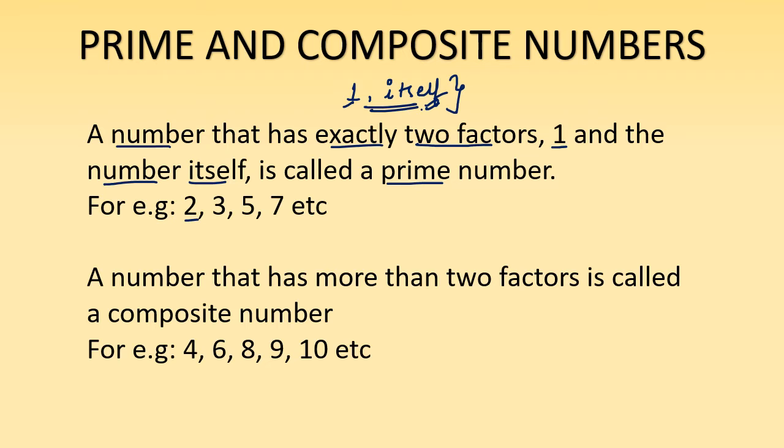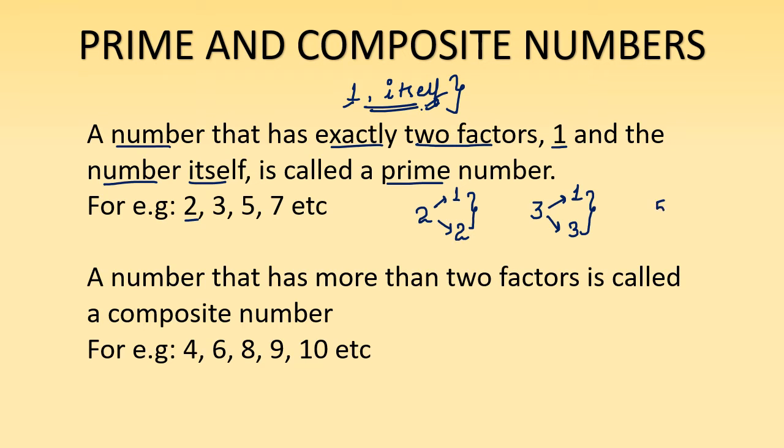2 comes in the table of 1, and 2 comes in its own table, that is the table of 2. Therefore, there are only two factors of 2. Similarly, 3 comes in the table of 1 and in the table of 3, which means 3 is divisible by 1 and 3 only. So, only two factors are there for 3 also.